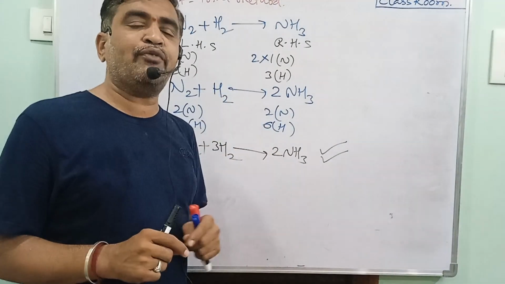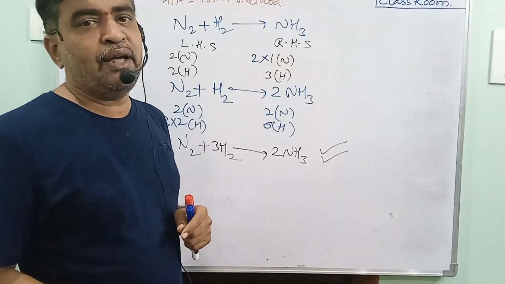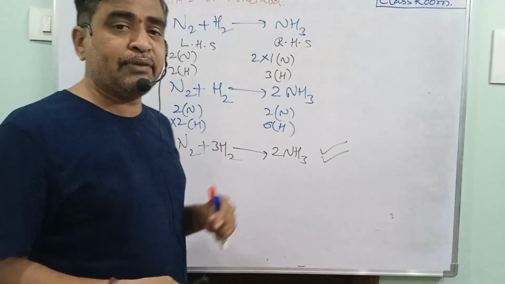So like that we are discussing the balancing of reactions. Now we discussed only the first method, the hit and trial method. Then in the next videos we continue with the next one.